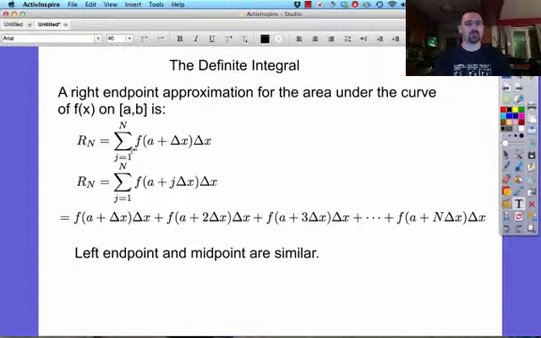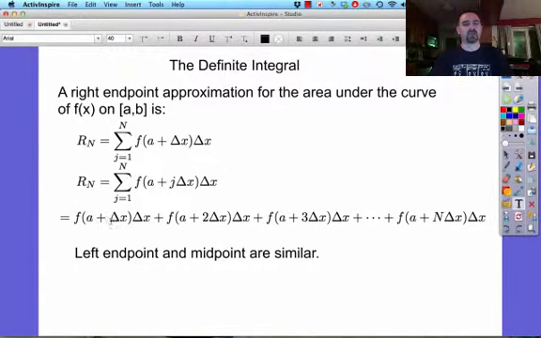We go from j goes from 1 to n of f of a plus j delta x times delta x. And again, sometimes we write the delta x over here. Sometimes we can pull it out front because it does not depend on the letter j. I can factor it out in front. But this is what it looks like when you write it out, right?